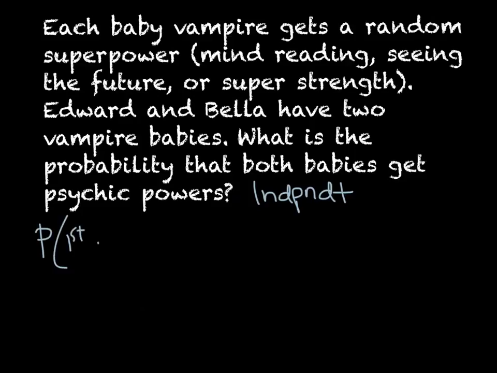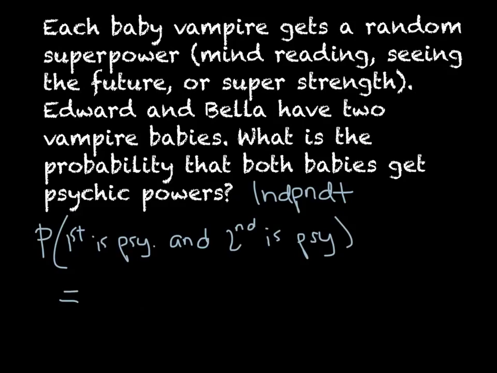Probability that first is psychic and second is psychic is equal to the probability that the first is psychic, which is 1/3, and the probability that the second is psychic, which is 1/3. So the probability that both are psychic is 1/9.